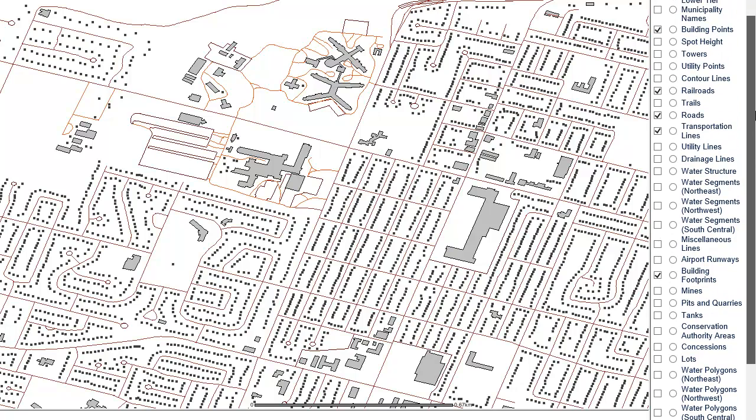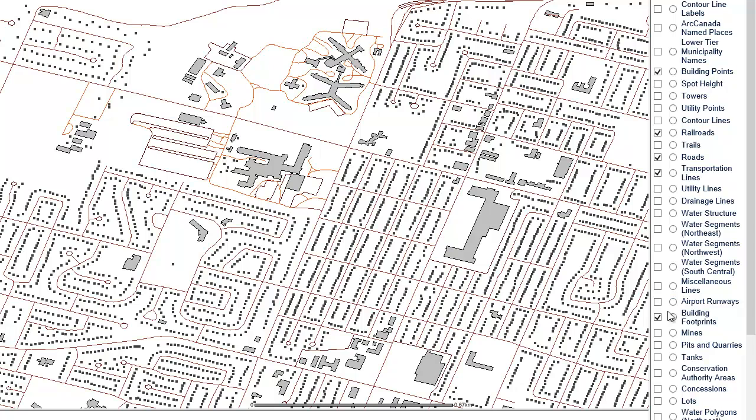Okay, for this right here, so all I have are the building footprints, transportation line, roads, railroads, building points. Depending on the location that you've selected, you might want to keep, let's say, the miscellaneous lines on, or certain water segments. If you have a lake or a stream nearby, keep those on as well. I'll leave that up to yourself to decide what will be necessary.